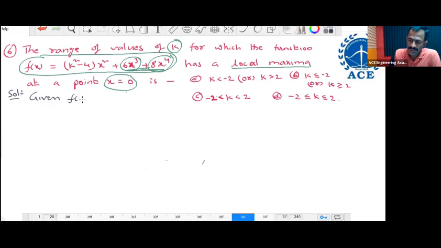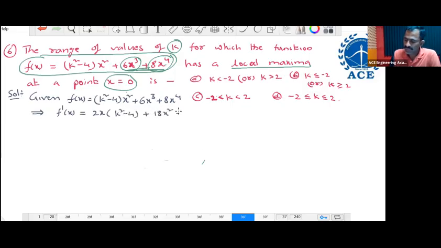Given f of x equal to (k square minus 4) into x square plus 6x cube plus 8x power 4. It is a given function, which implies f dash of x equal to 2x into (k square minus 4) plus 18x square plus 32x cube, and f double dash of x equal to 2 into (k square minus 4) plus 36x plus 96x square.